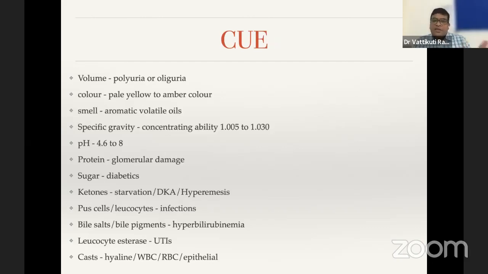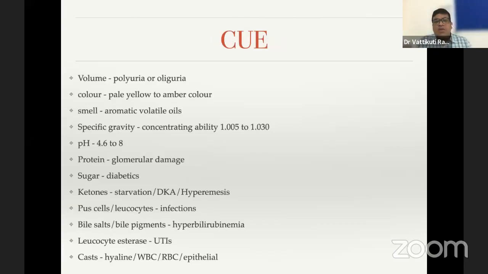Normal urine smell is something like an aromatic volatile oil smell, but sometimes patients with urinary tract infections do have foul smelling urine, and patients with metabolic disorders sometimes have a burnt sugar smell. So these are different things which you look at in the CUE. The specific gravity looks at the concentrating ability of the urine, whether the urine is concentrated or hypo-isosthenuric, or all these things you are looking at.